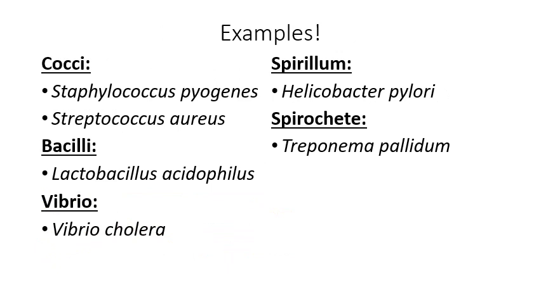These are some of the examples of bacteria that we just learned. Two examples of cocci would be Streptococcus pyogenes and Staphylococcus aureus. You should memorize those as soon as possible. One example of a bacillus is Lactobacillus acidophilus. Another one is Escherichia coli, so you've learned that one as well.